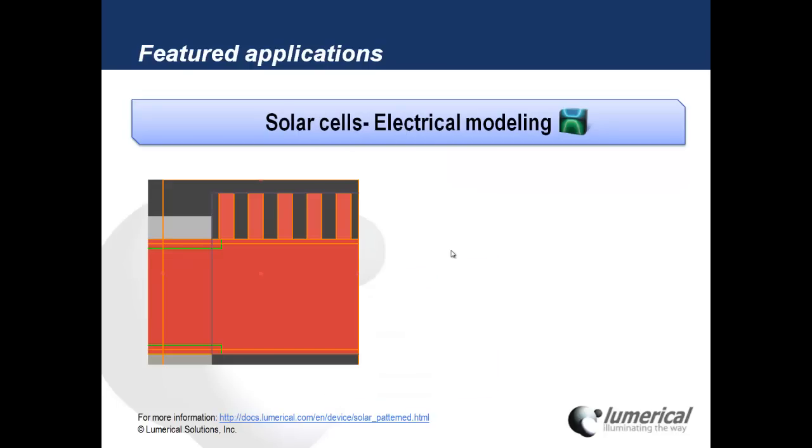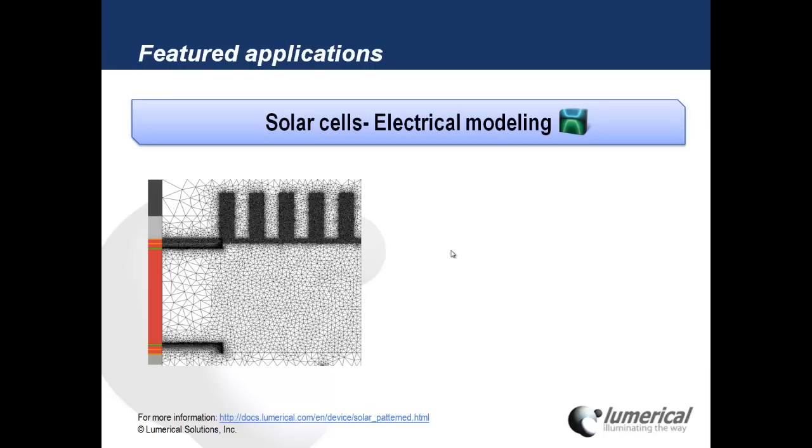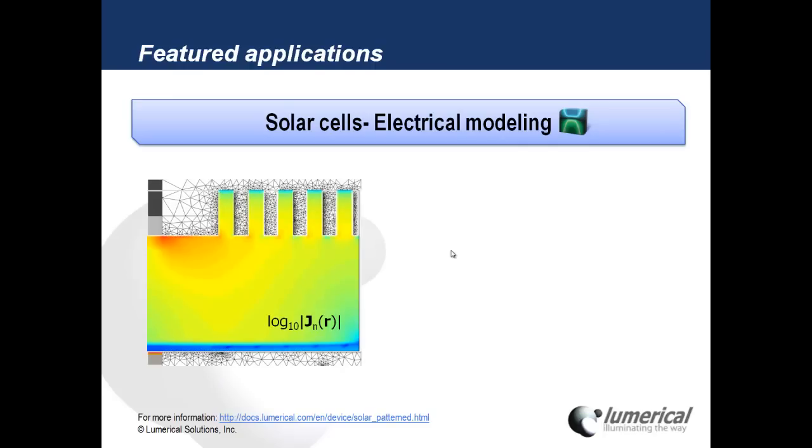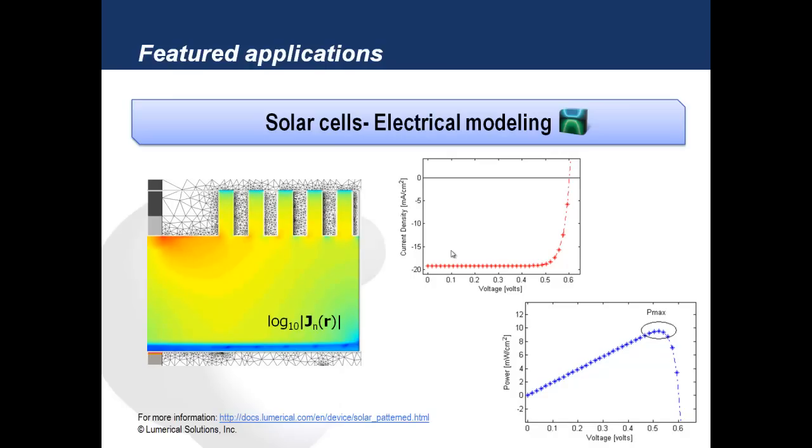We can then take that information and import it into DEVICE. And of course, DEVICE is now working on a finite element mesh. We can calculate the relevant electrical characteristics, and we can then calculate things like the current density and the power versus voltage and determine the maximum power point. By doing this combined optical and electrical modeling, we're able to do an end-to-end simulation from photons to electrons and calculate the true power conversion efficiency of these devices.